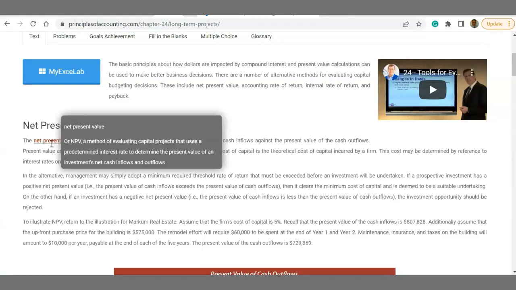So net present value, or NPV, is a method of evaluating capital projects that uses a predetermined interest rate, I, to determine the present value of an investment's net cash inflow and outflow. And that I, normally for every business might be different. Normally you can use weighted average cost of capital, WACC, or so-called hurdle rate, or so-called minimum required rate of return of a business to use in net present value calculation.